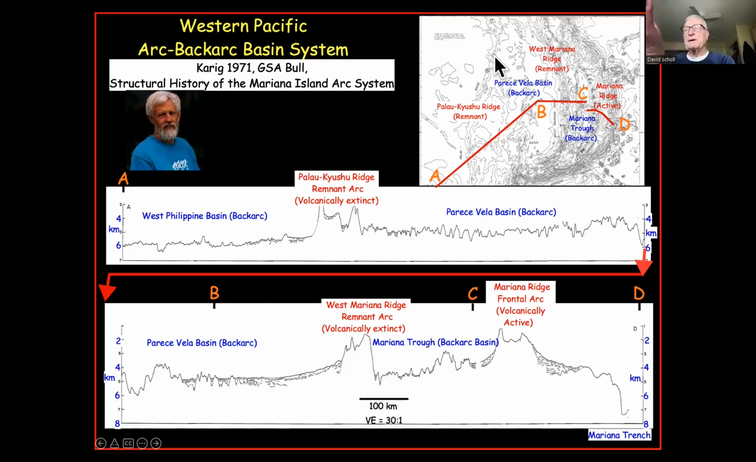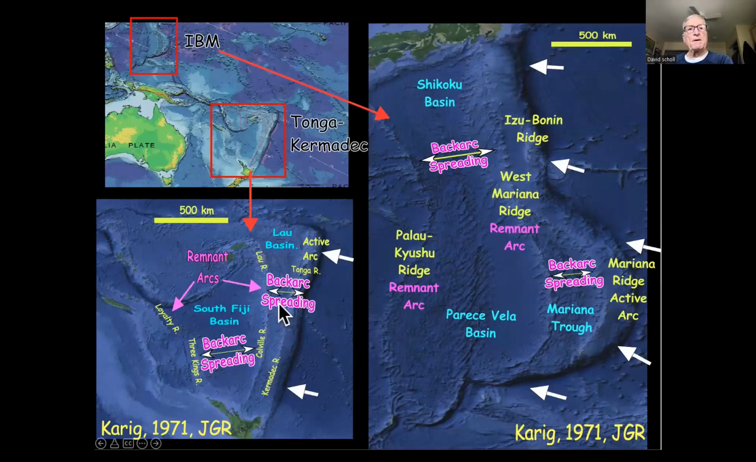And he published not only here, but also down in the Lau-Fiji Basin area. A lot of us are familiar with that. So here's the IBM system up here, the Palau-Kyushu Remnant Arc, spreading, and also the Shikoku Basin up to the north, spreading back in through here, the West Mariana Ridge, a remnant arc, back arc spreading, the Mariana Trough, out here to the volcanically active Mariana Ridge. So this was the way things were working here in the Western Pacific. And also down here, you can see the same sort of pattern.